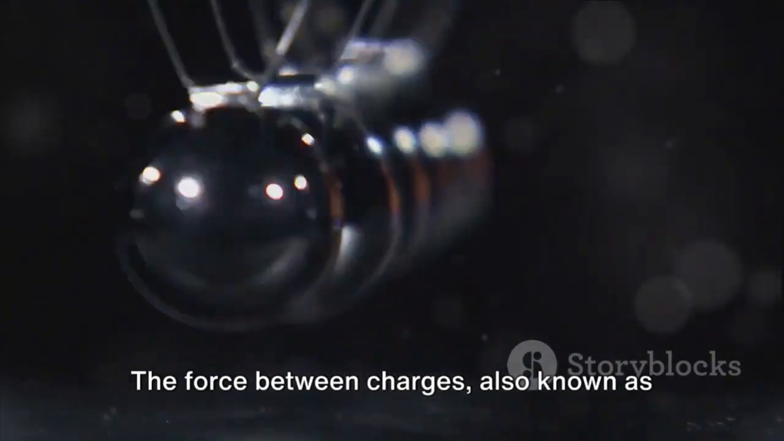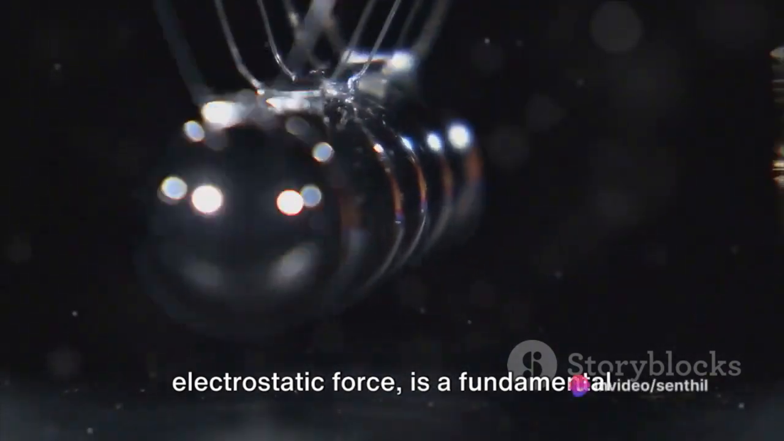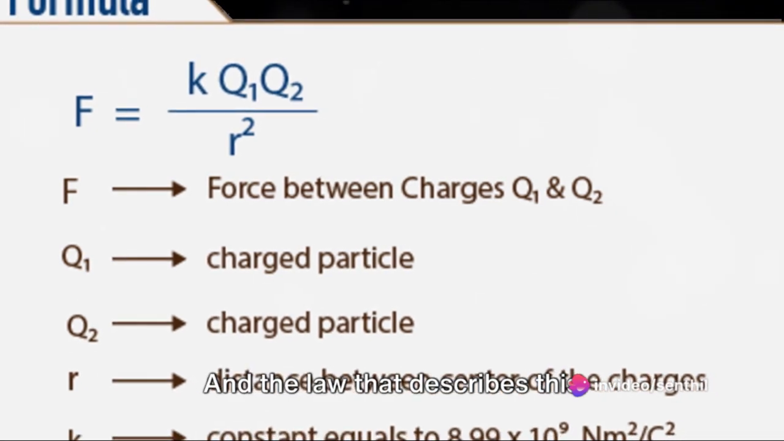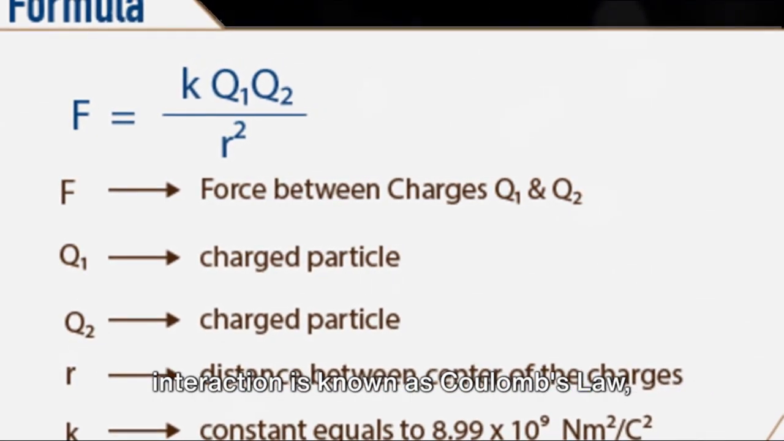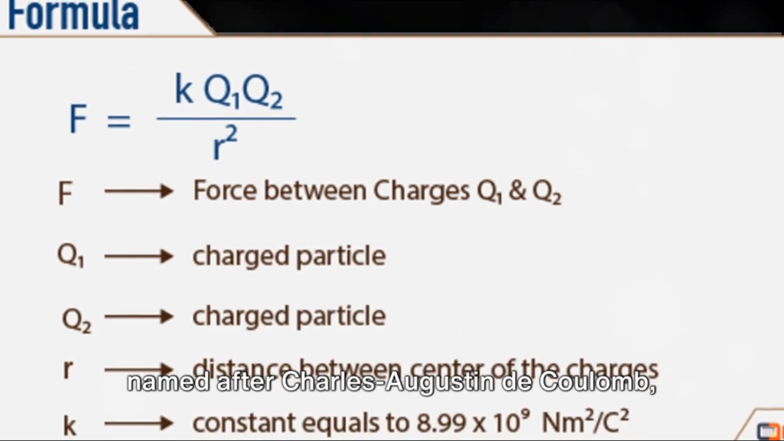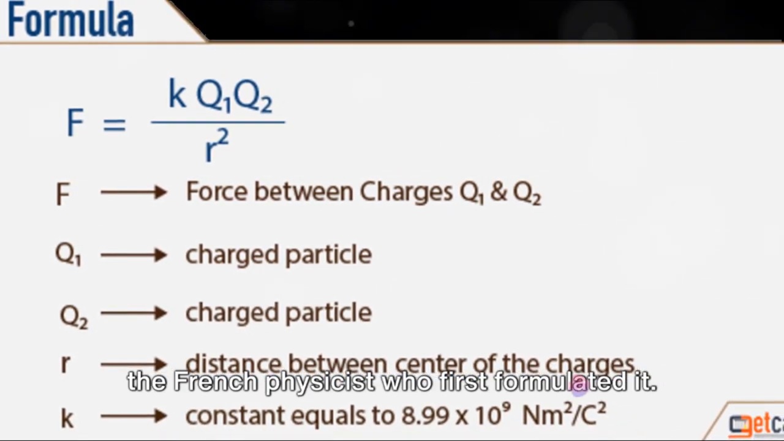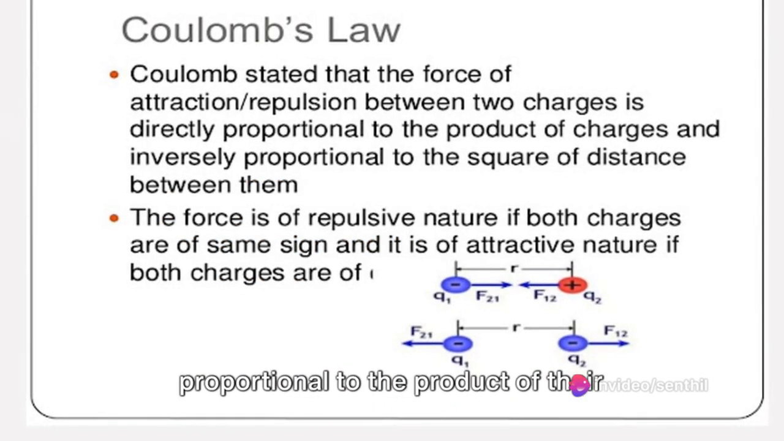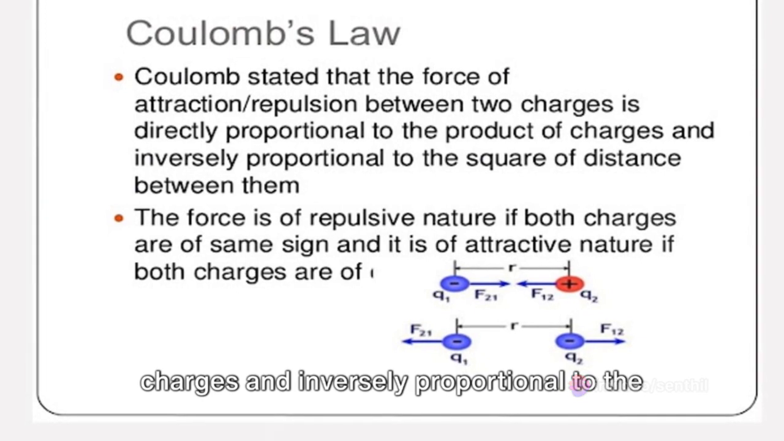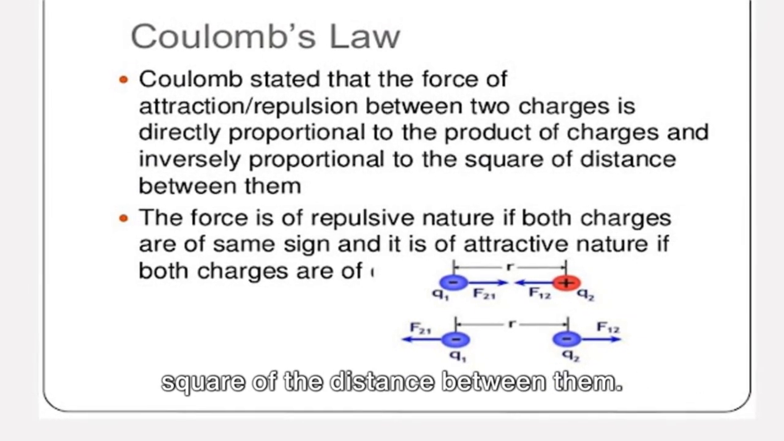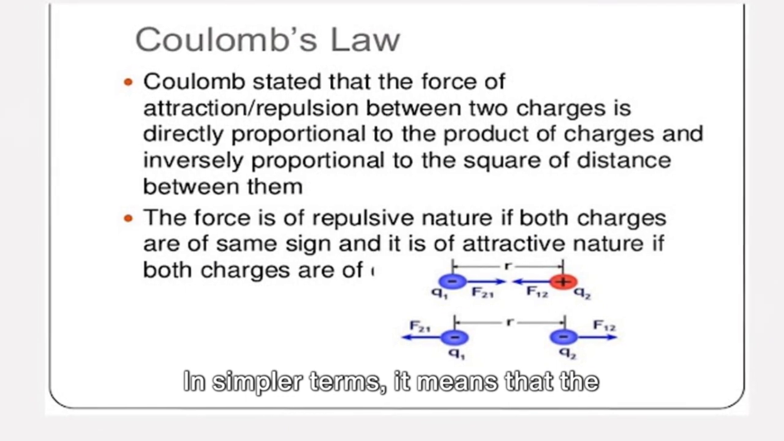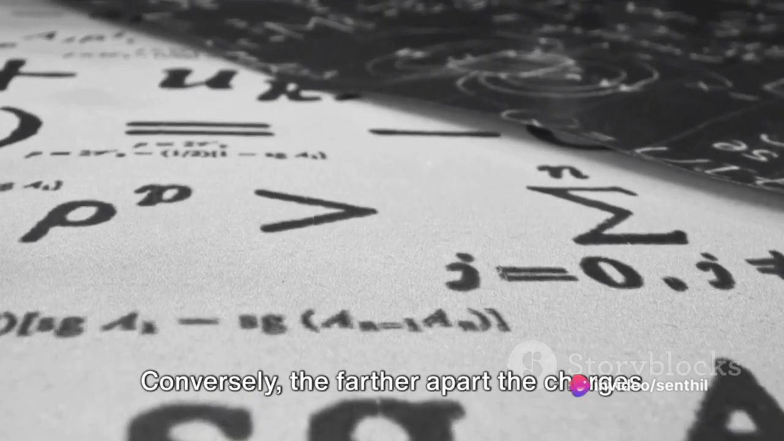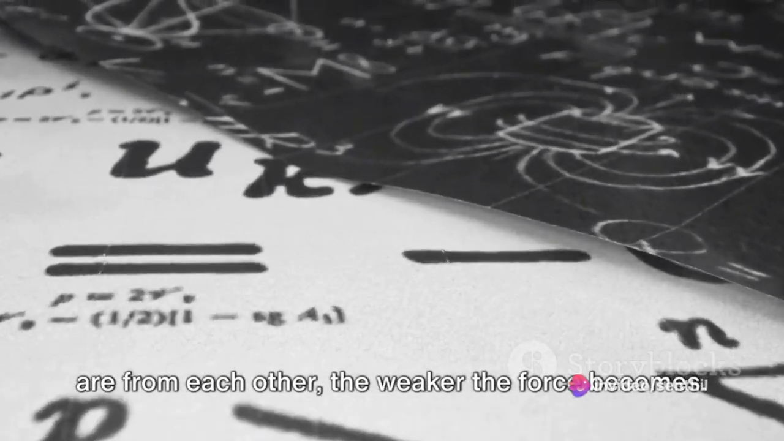The force between charges, also known as electrostatic force, is a fundamental interaction that governs how charged objects interact with each other. And the law that describes this interaction is known as Coulomb's law, named after Charles-Augustin de Coulomb, the French physicist who first formulated it. Coulomb's law states that the force between two charged objects is directly proportional to the product of their charges, and inversely proportional to the square of the distance between them. In simpler terms, it means that the bigger the charges, the stronger the force. Conversely, the farther apart the charges are from each other, the weaker the force becomes.